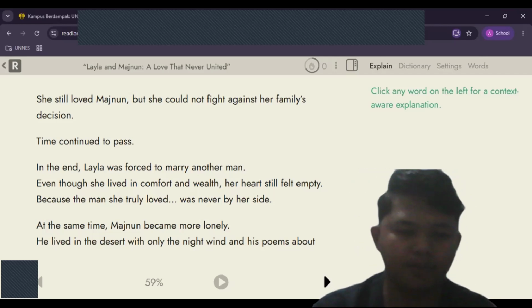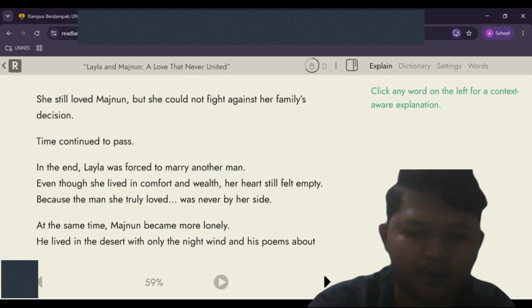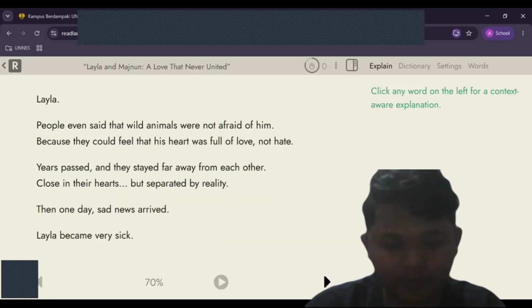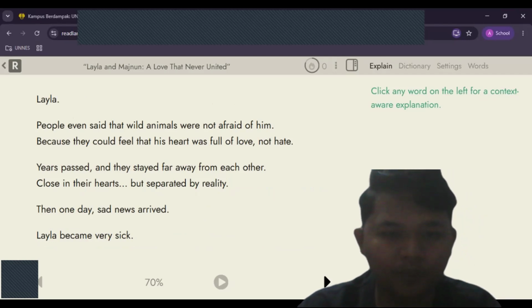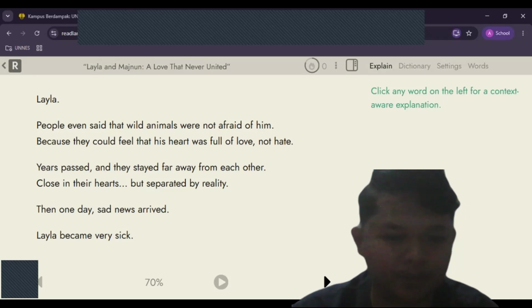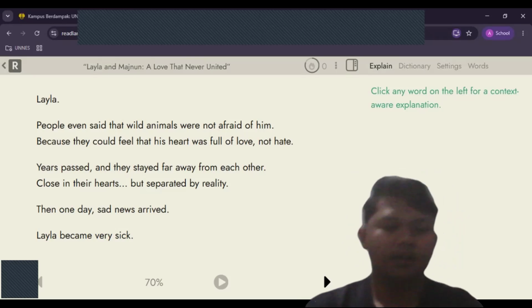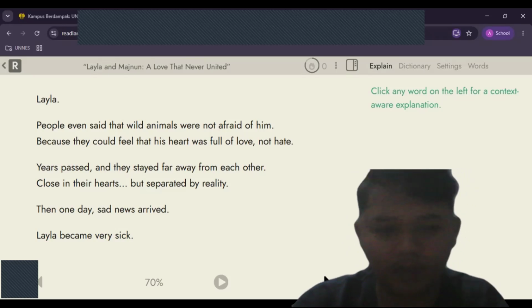At the same time, he became more lonely. He lived in the desert with only the night wind and his poems about life. People even said that wild animals were not afraid of him, because they could feel that his heart was full of love, not hate. Years passed, and they stayed far away from each other, close in their hearts, but separated by reality. Then one day, sad news arrived.